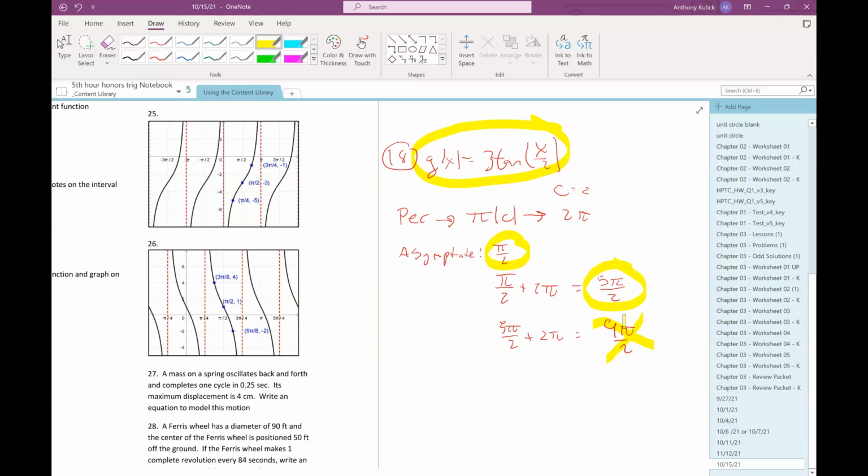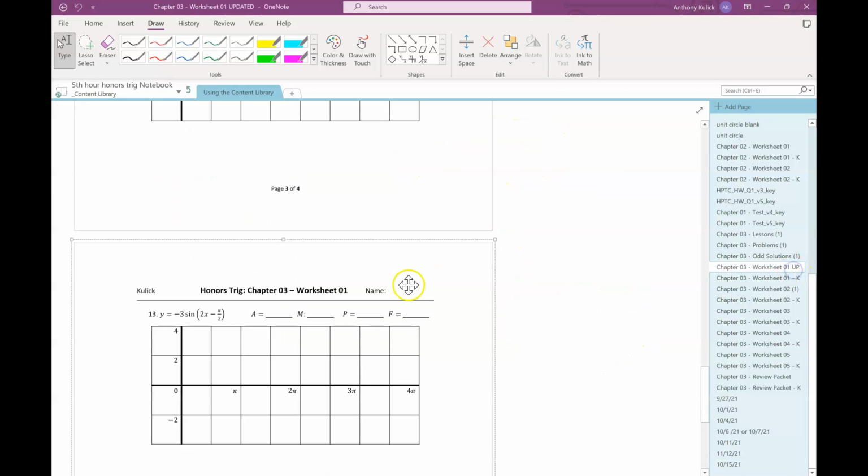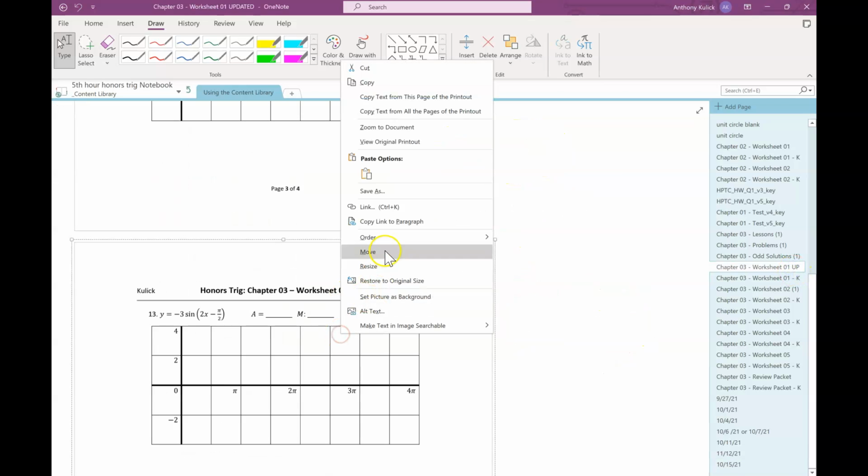Peyton, could you do 13 on worksheet 1? Sure. Any follow-ups on this one before we move? Okay. Worksheet 1, number 13. Oh, it's right there.